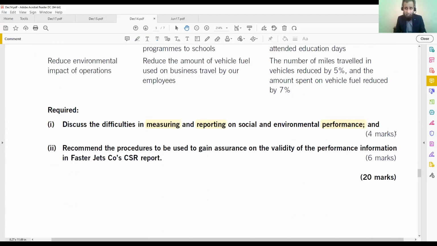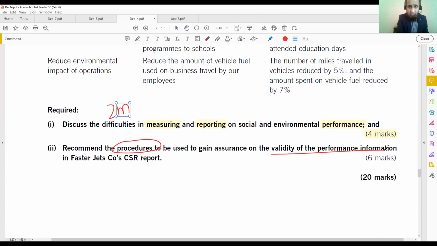You have 4 marks here. Now, every difficulty, because it's a knowledge part, so every difficulty is worth 2 marks. So how many difficulties you need to tell? Just 2, and wrap up the answer. 1 for measuring, 1 for reporting. Ends the story. Then the examiner says, recommend the procedures for the validity of the performance information.